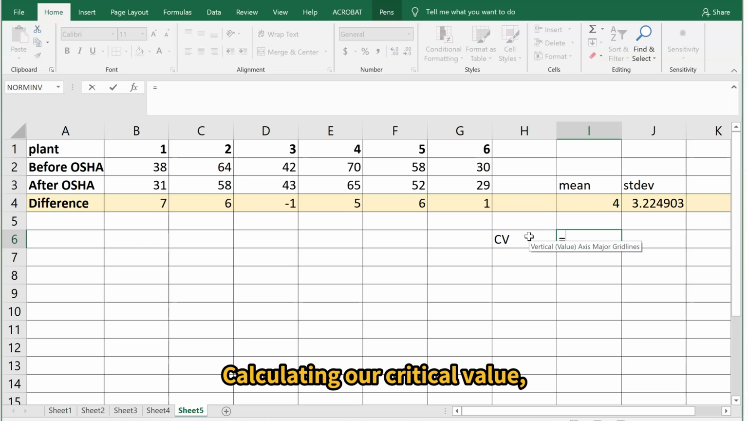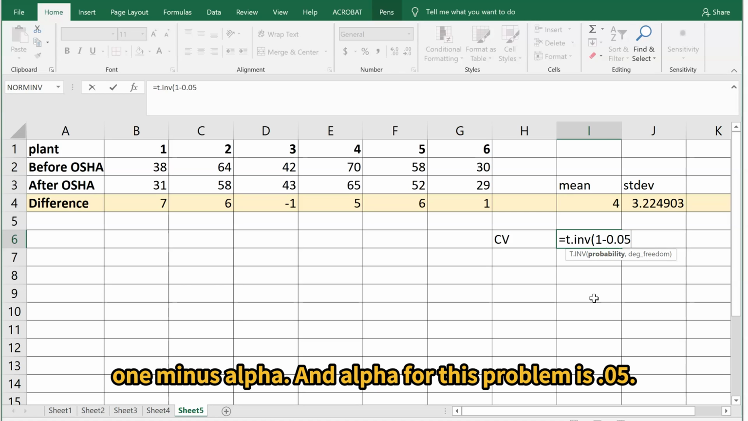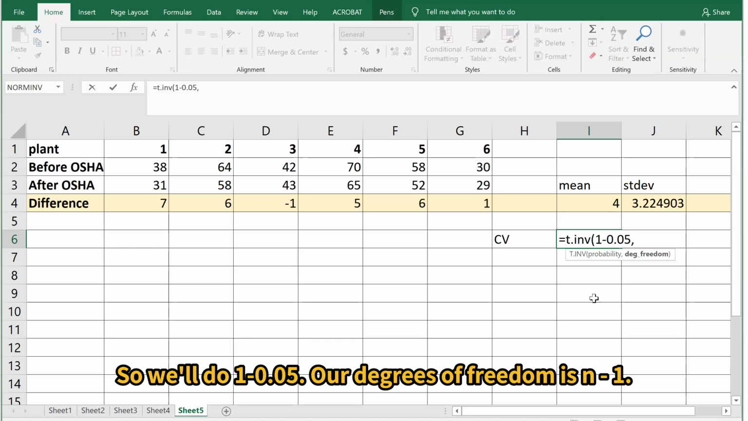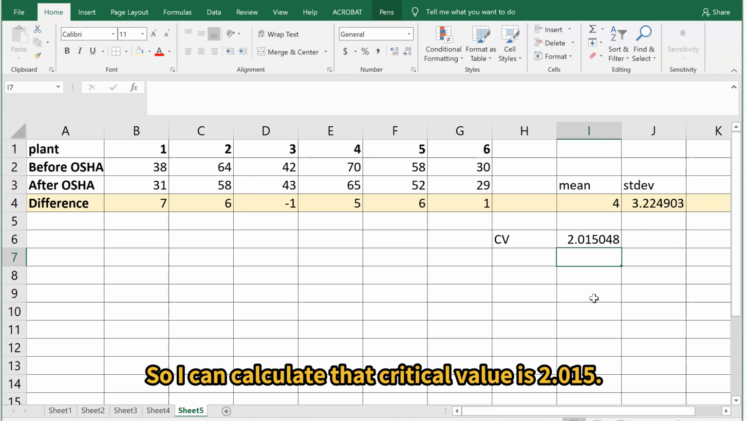Calculating our critical value, because I have a right tail test, I'm going to do 1 minus alpha. And alpha for this problem was 0.05, so we'll do 1 minus 0.05. Our degrees of freedom is n minus 1. 6 minus 1 will give me 5. And so I can calculate that. Critical value is 2.015.